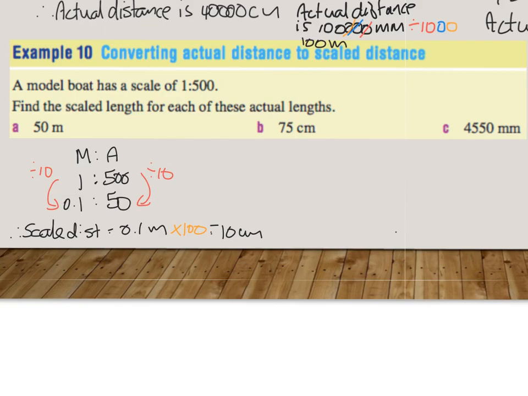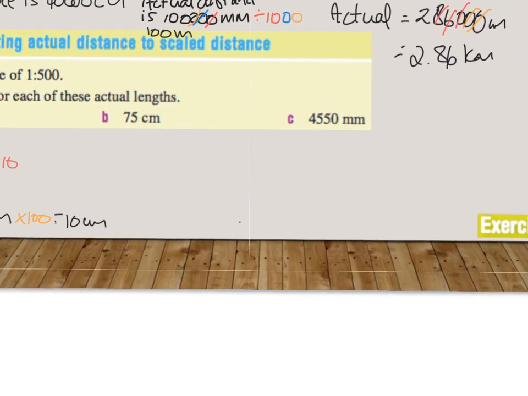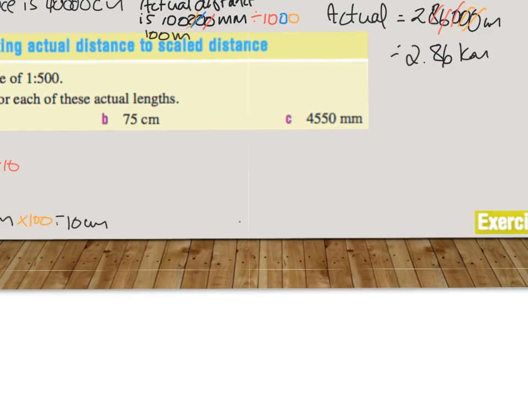Let's look at question C, as I'm running out of time. If I look at C, we're going to say again M to A. The scale, or the ratio, is 1 to 500. Now they say the actual length is 4550. They want to know what is the scale distance. Now how do I get from 500 to 4550?